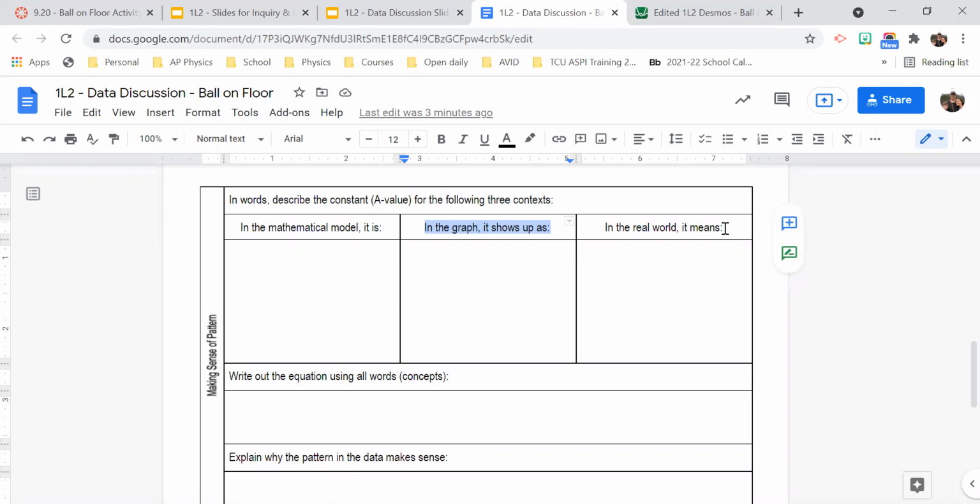Make sure you're pausing and talking to each other. That's why you have groups. Scientists do not work alone. Sometimes they do, but not here.